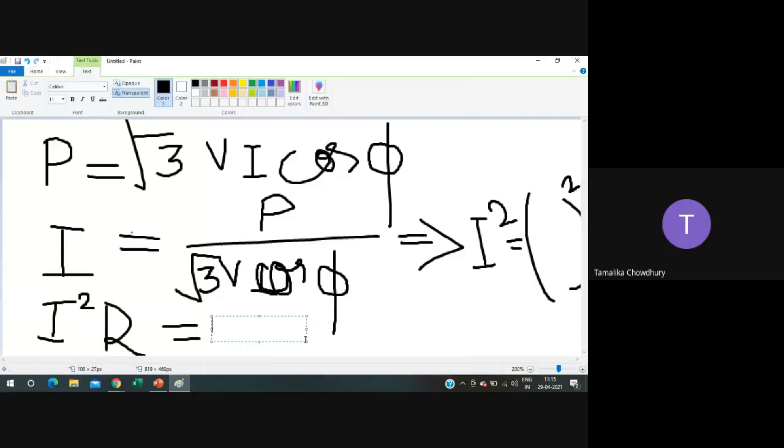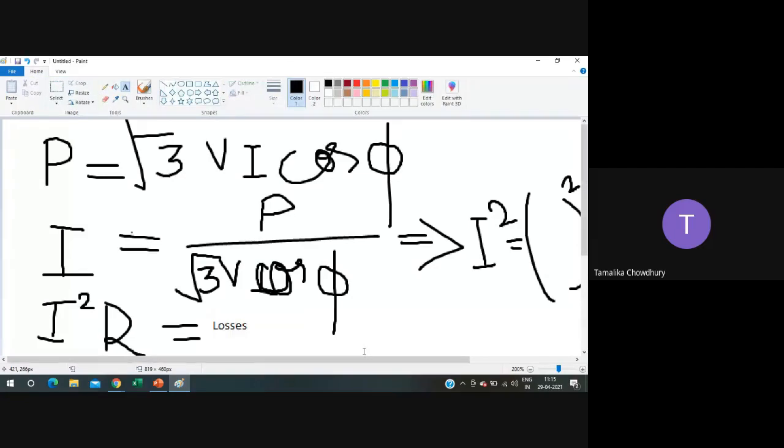Okay, so I'm not wasting much time here. If I square R is equal to losses, then reduction of losses will again occur, because I square is inversely proportional to V square. So at very high voltages, losses will be less. So this is the other term that you need to write down: losses is equal to I square R. So I square R is basically equal to P square divided by 3 V square cos square phi. Hence, the losses are also reduced, right?